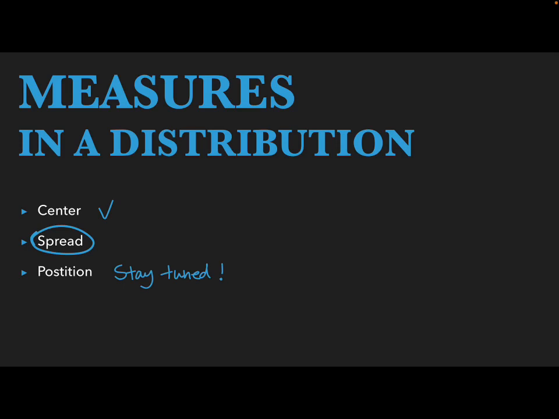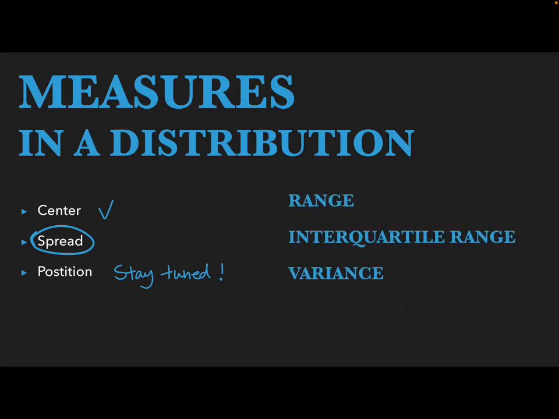In this video, we will learn about the four primary ways of measuring the spread: the range, the interquartile range, the variance, and the standard deviation. But first, why is it useful for us to measure spread?